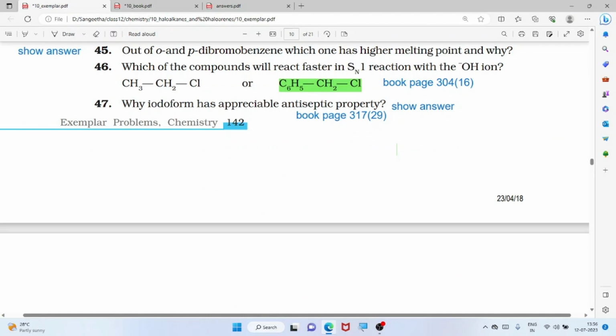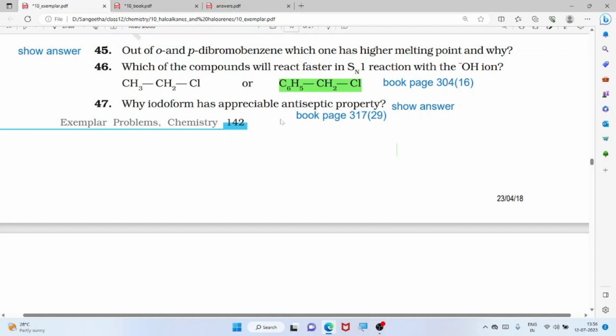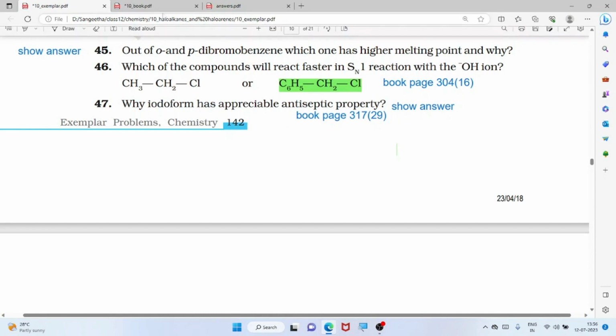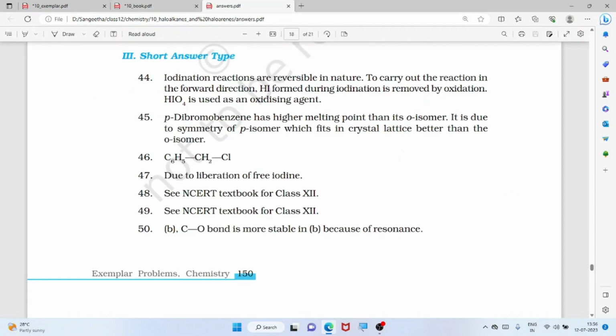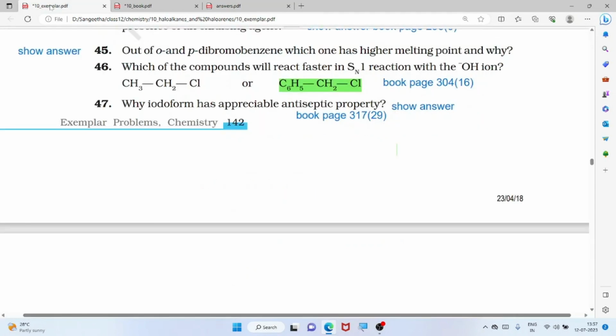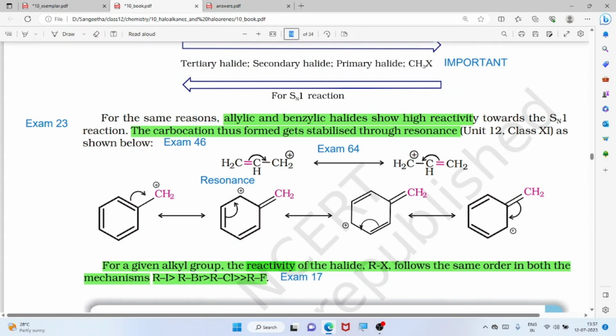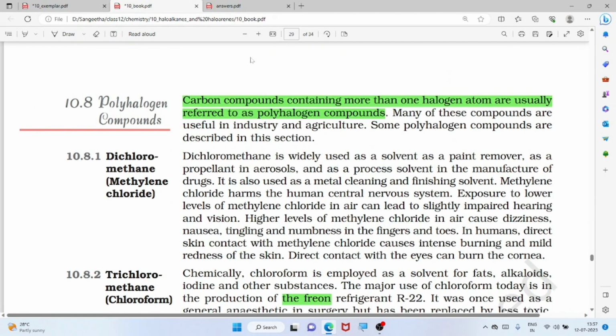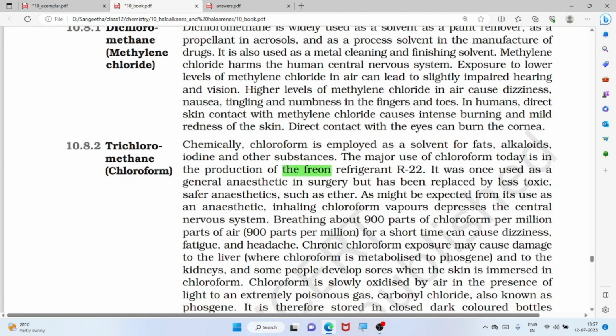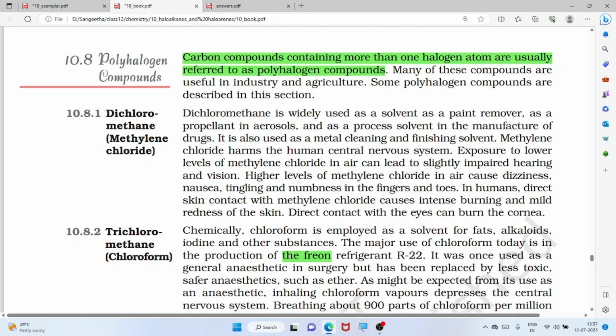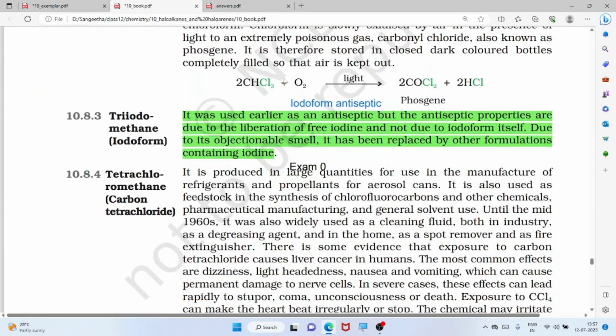Why does iodoform have antiseptic property? Due to the evolution of free iodine. Iodoform. Okay, you can go through this.